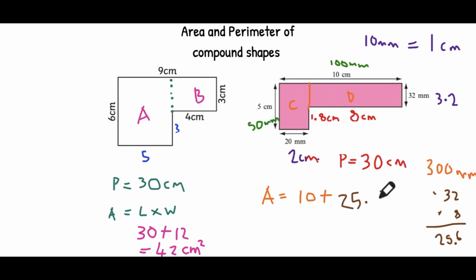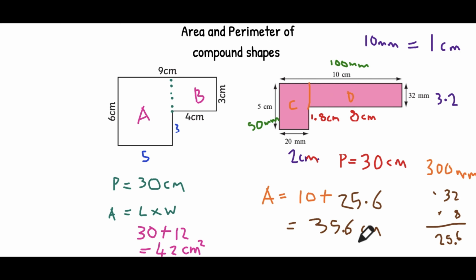25.6. If we add that, our area is 35.6 centimeters. And if we want this in millimeters, we just multiply by 10, which is 356 millimeters.